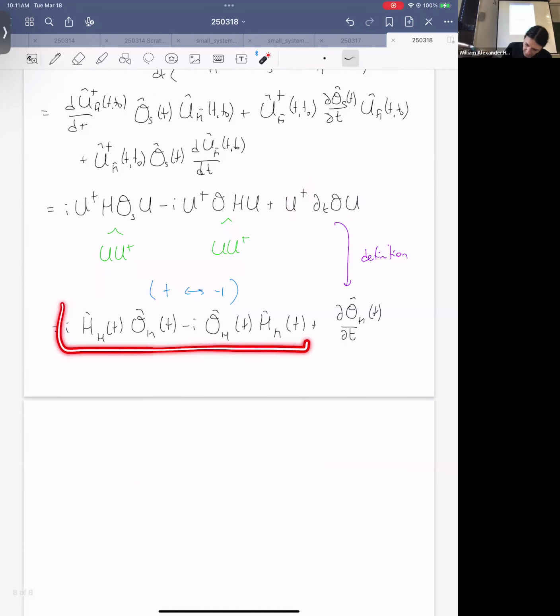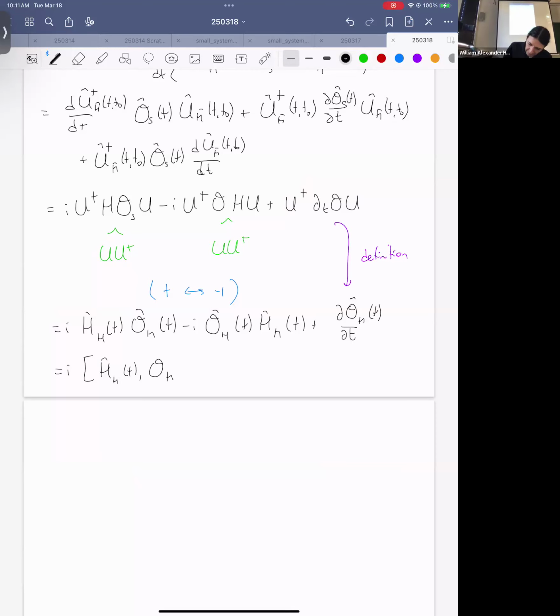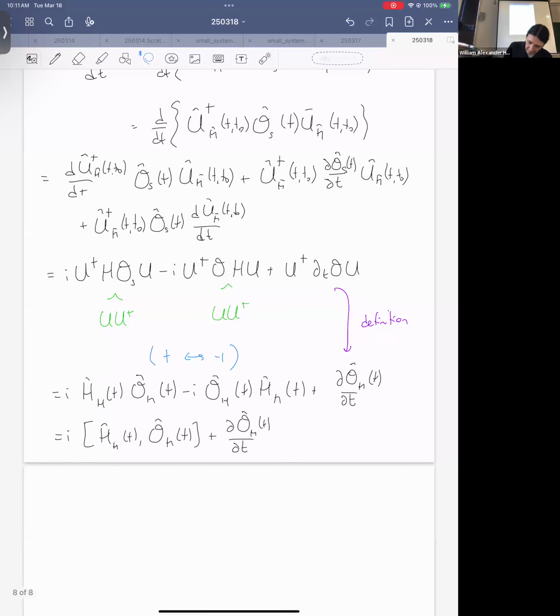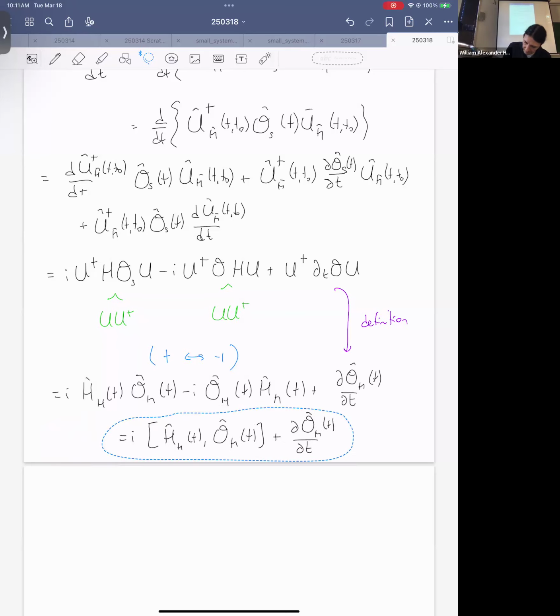What does this expression look like to you? Looks like a commutator, exactly. So this is I, commutator of the Hamiltonian in the Heisenberg picture at time t, and then our operator in the Heisenberg picture at time t, plus the partial derivative of the operator in the Heisenberg picture at time t with respect to t. And we said that all of this gives me the time evolution of the operator in the Heisenberg picture.